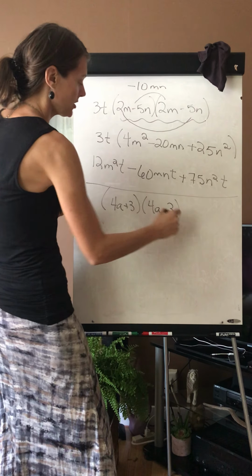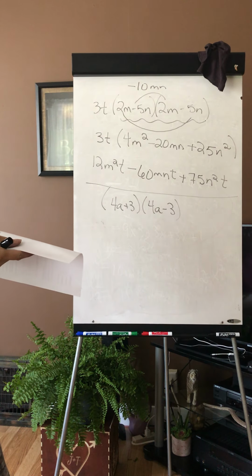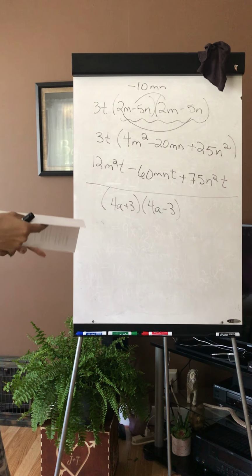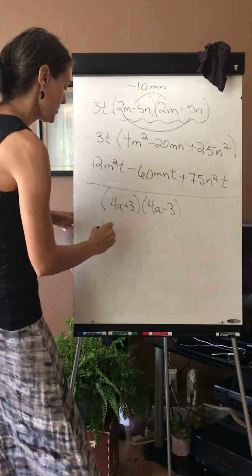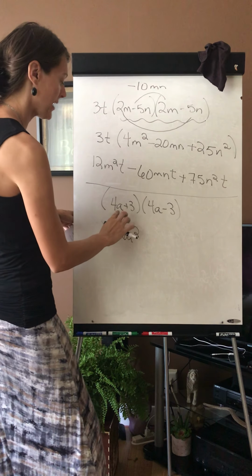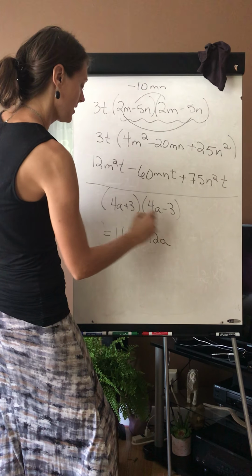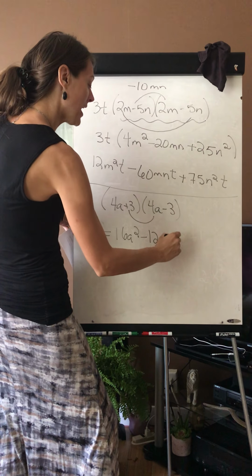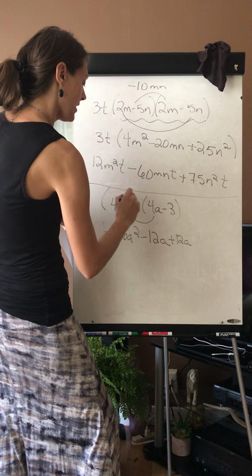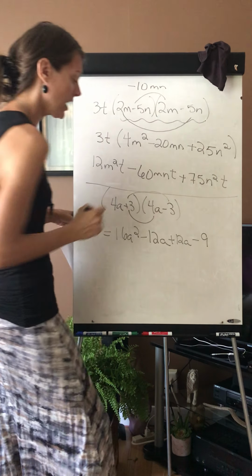Same terms, both have a 4a, both have a 3. The only difference is the sign. One's positive, one's negative. So 4a times 4a is 16a squared. My outer terms, 4a times negative 3 would be negative 12a. My inner terms are now positive 12a. And then my last terms, 3 times negative 3, negative 9.